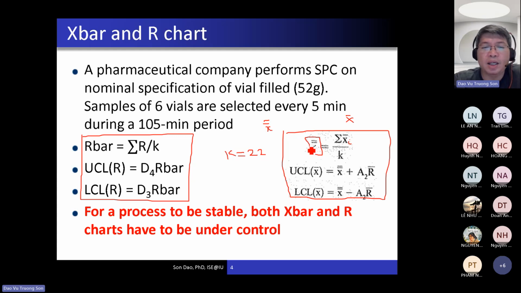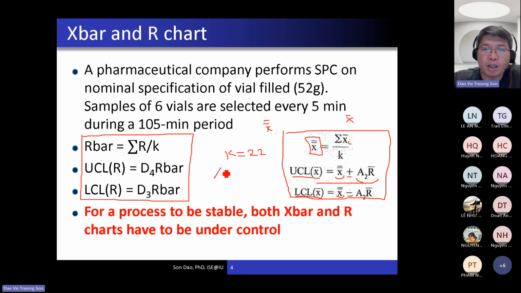And how about the upper and lower control limits? Here we have the upper control limit of the X bar chart and the lower control limit of the X bar chart. You see this is the process average, X double bar. In this case we don't have 3 sigma, but we have plus and minus A2 times R bar. So what is A2?